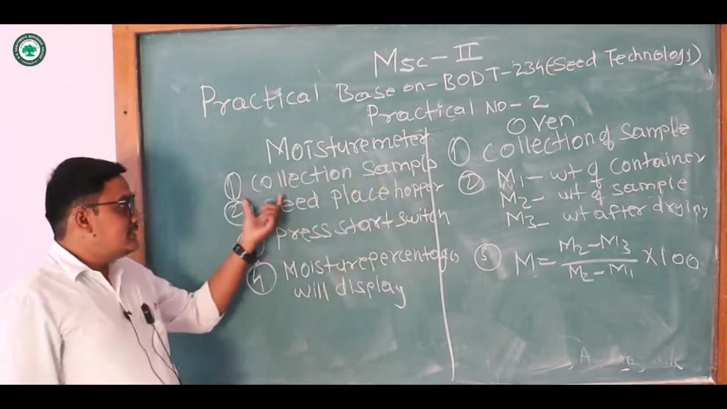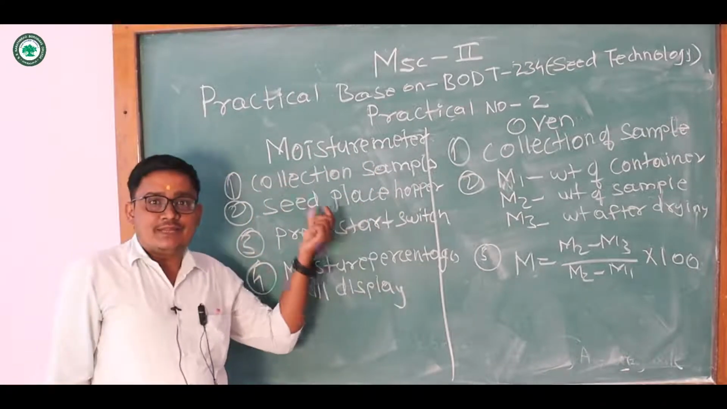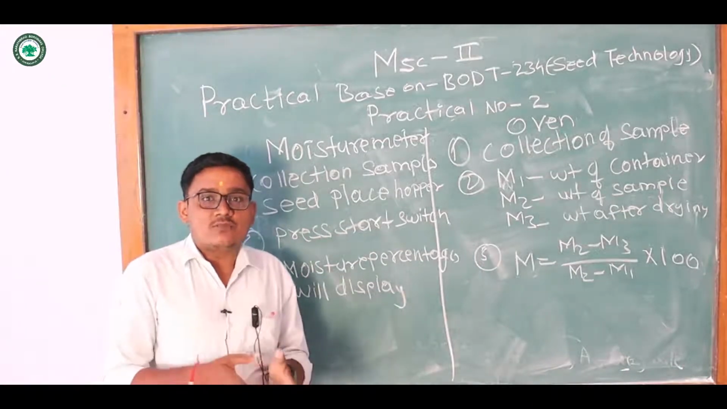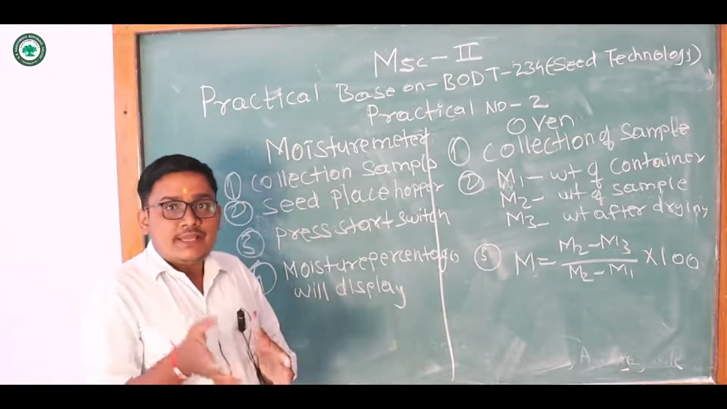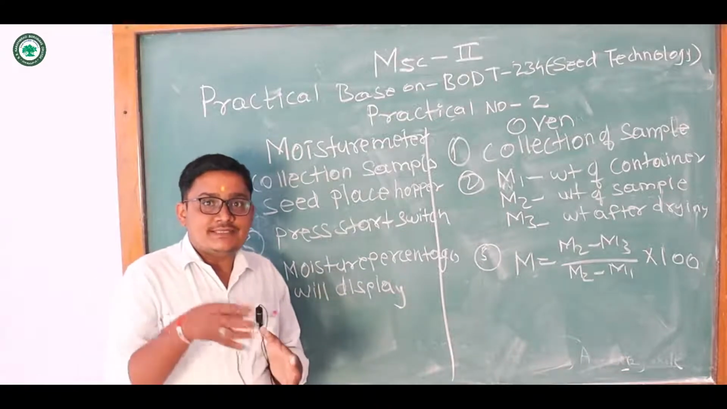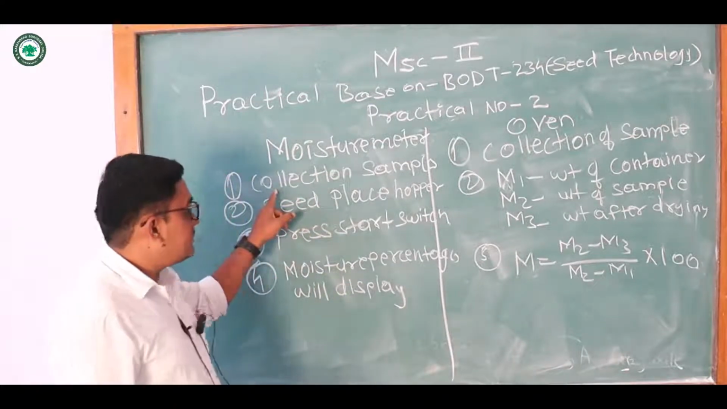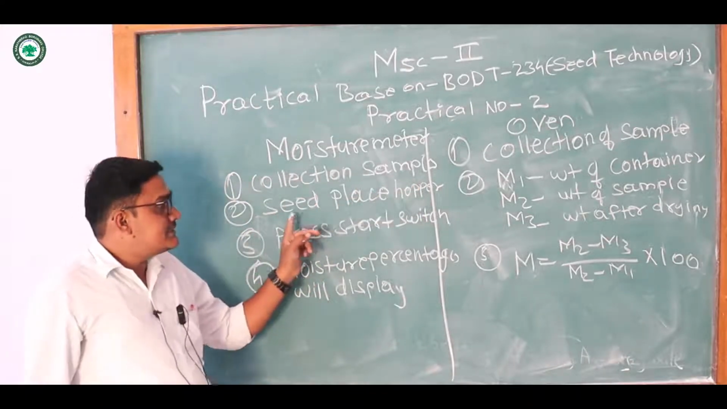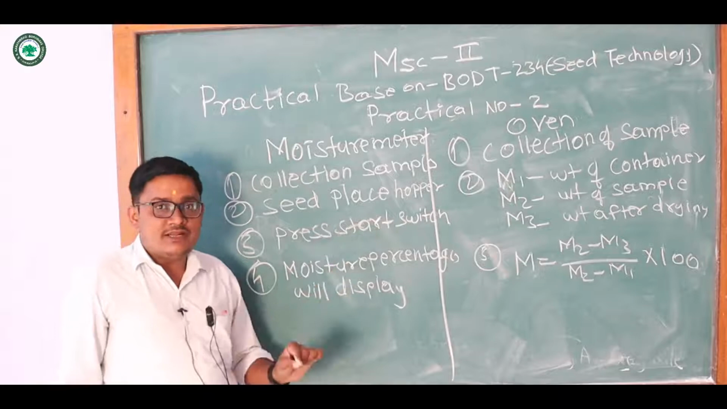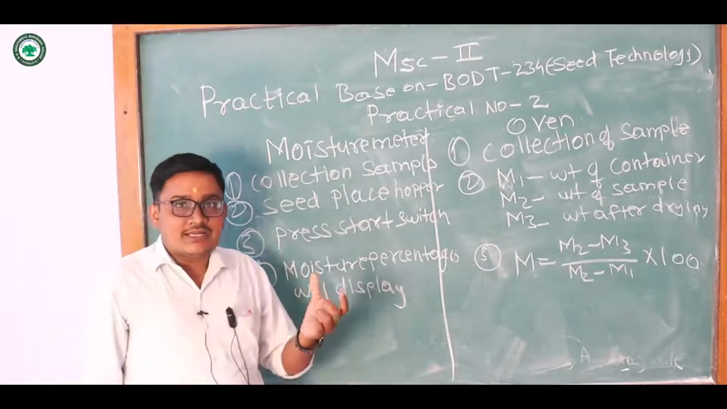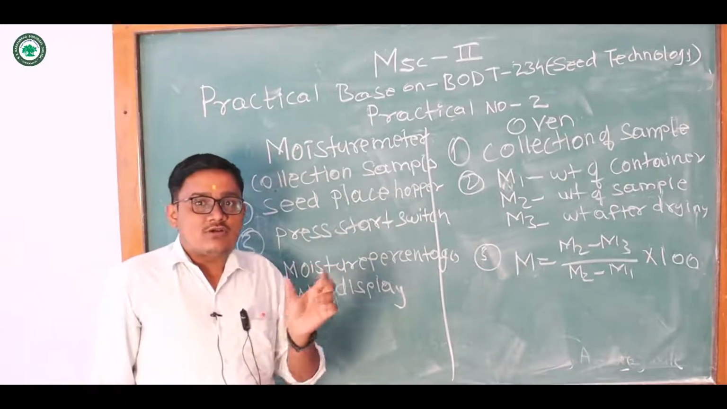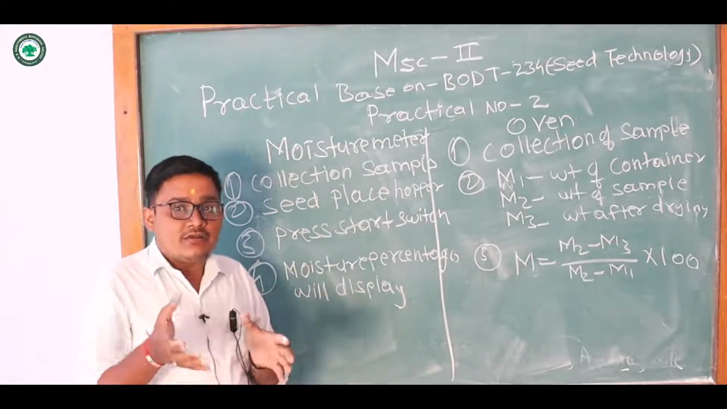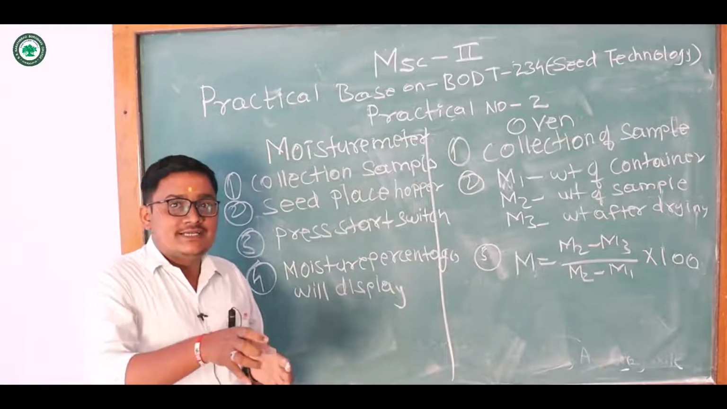In this, first comes the collection of a sample. Collection of a sample is nothing but the collection of seed from the seed lot. In this way, the seed sample is prepared from the seed lot. That is the first step. The second step is to place the seed in the hopper. As I explained previously, in a moisture meter there is an upper panel, known as the hopper. In that hopper we have to place the seed.